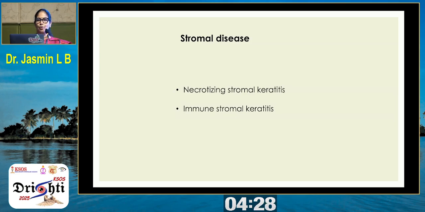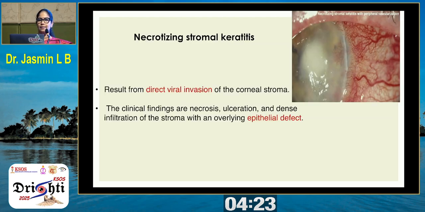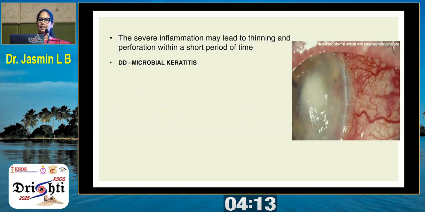Next is stromal keratitis, of two types: necrotizing stromal keratitis and immune stromal keratitis. Necrotizing stromal keratitis is due to direct viral invasion. The clinical features are ulceration, necrosis and dense infiltration of the stroma with an overlying epithelial defect. The severe inflammation can lead to thinning and perforation. It can mimic microbial keratitis, so you should suspect it, otherwise we will miss it.